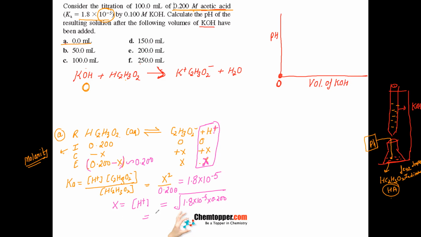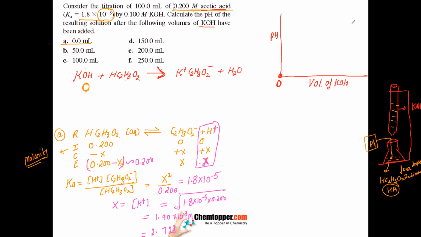Anyone doing? I'm getting 1.90 times 10 raised to power minus 3 molar. Get the pH. So you take the negative log of this answer. I'm getting 2.72. Are we taking 2 sig fig or 3? Right now we are working with 3.